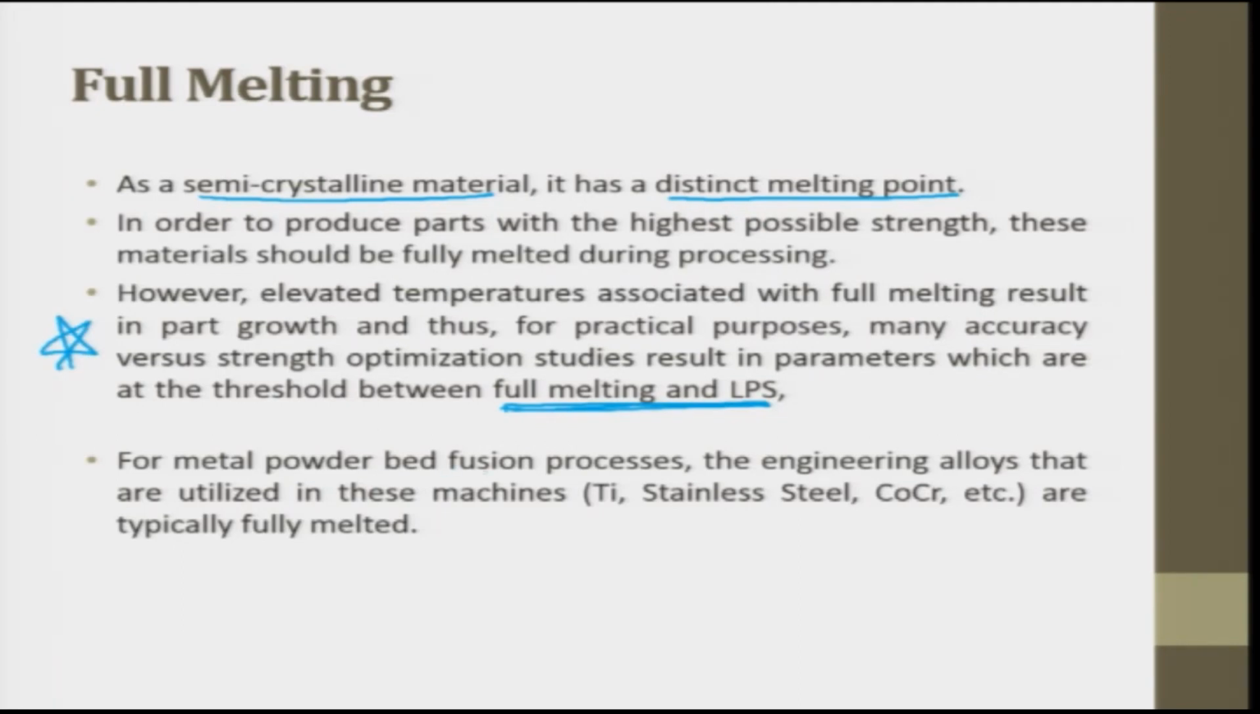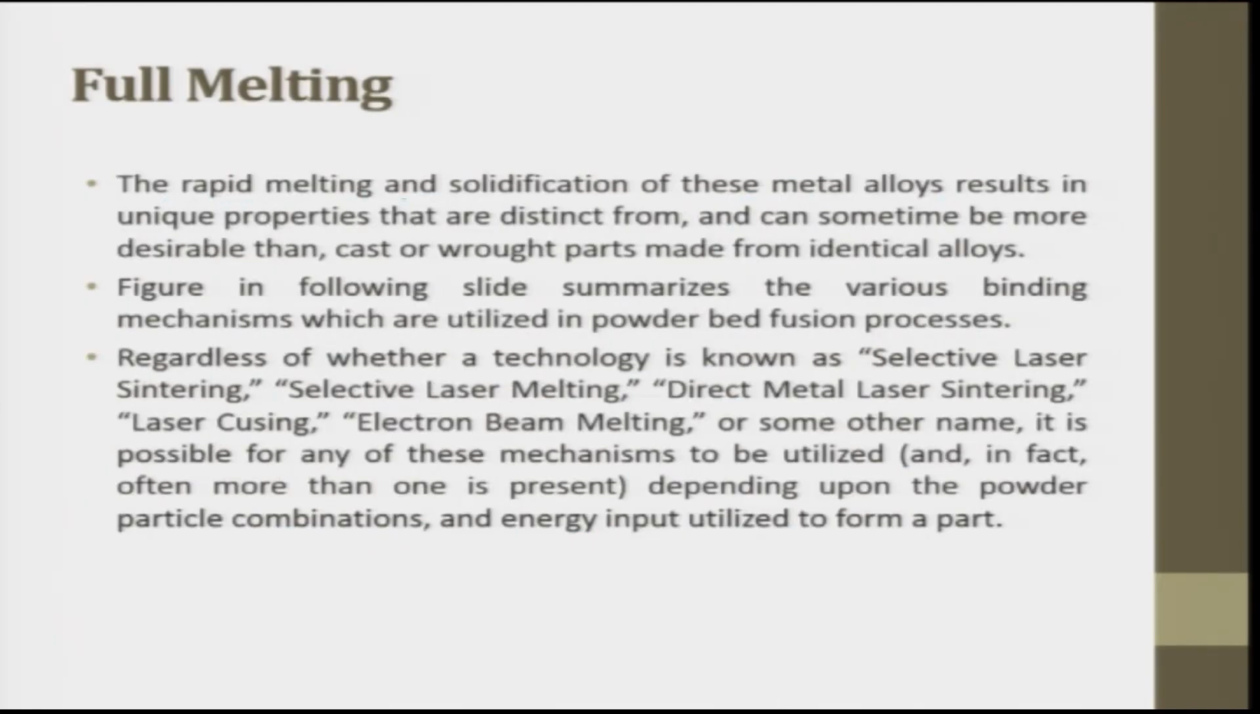In the metal powder bed fusion process, the engineering alloys utilized in these machines, such as Ti, stainless steel, cobalt, chromium, etc., are typically fully melted. Full melting is just above the sintering temperature. You keep melting the complete powder, rather than sintering, by going to a slightly higher temperature. Sometimes, if you want, you can use very high energy for doing it. The rapid melting and solidification of these metal alloys results in unique properties that are distinct from, and can sometimes be more desirable than, cast or wrought parts made from identical alloys.